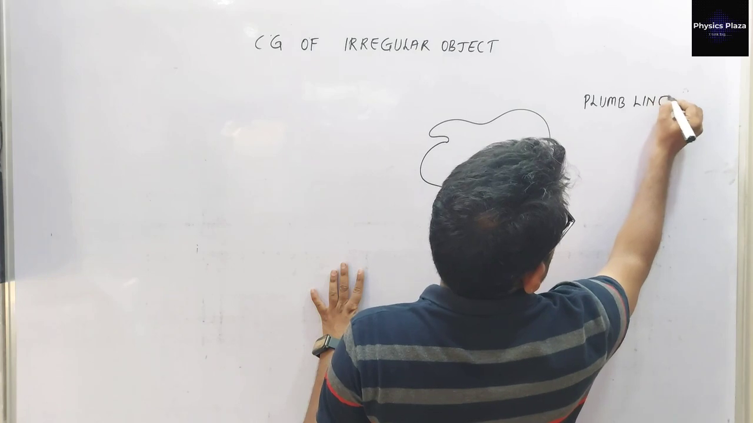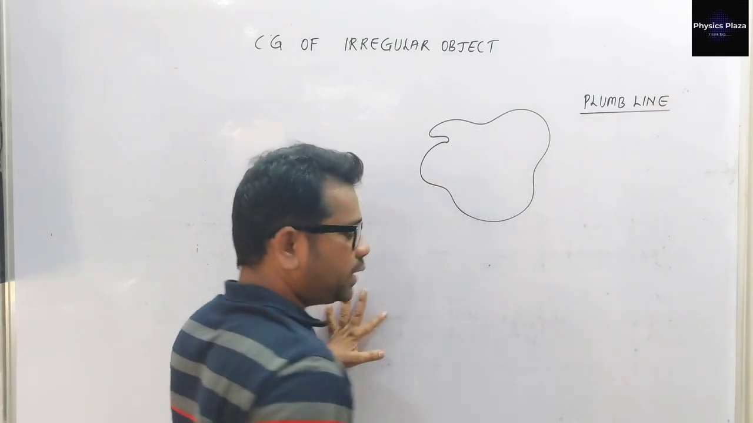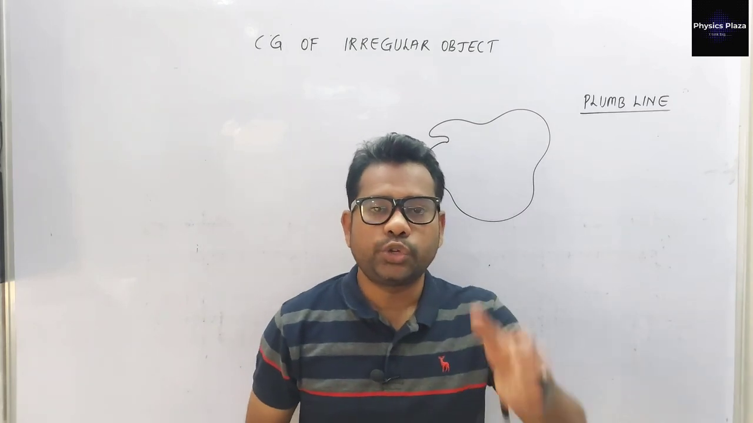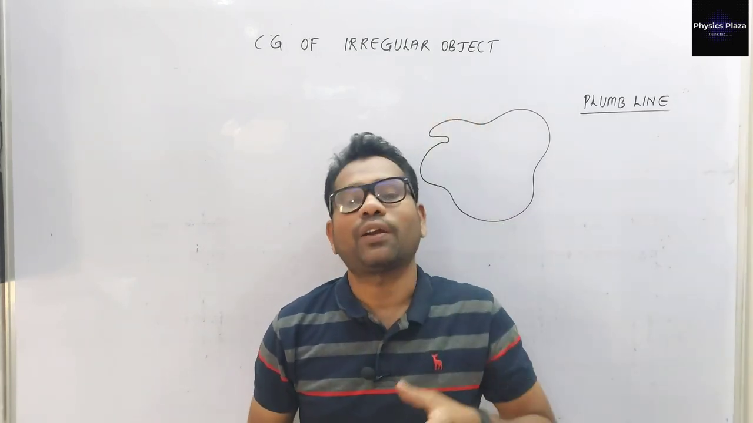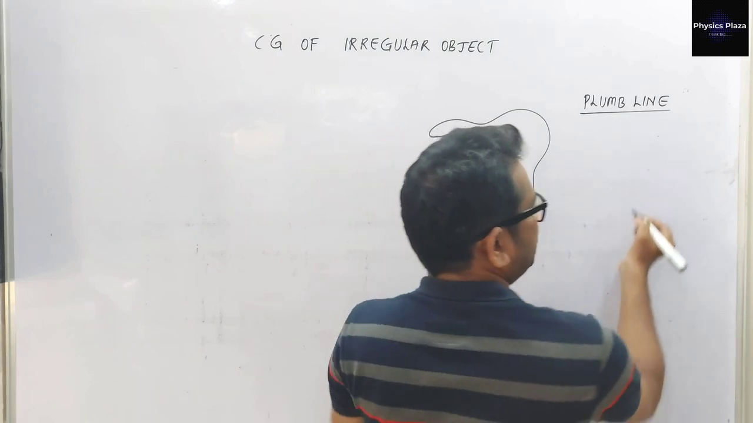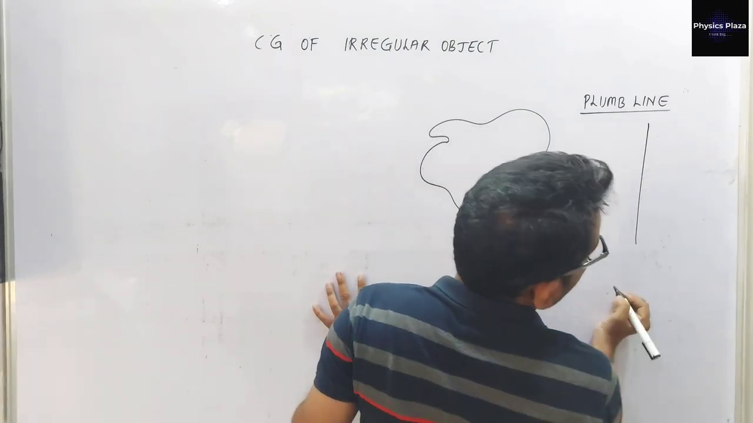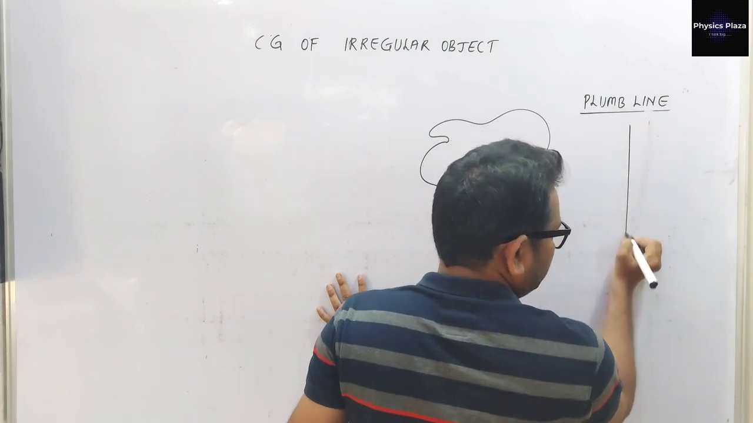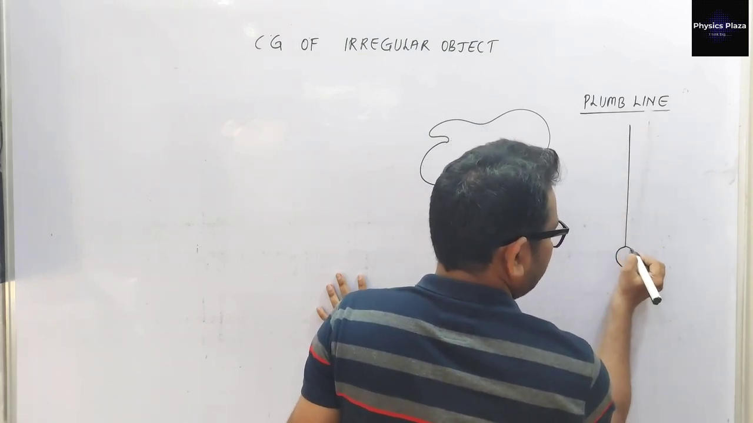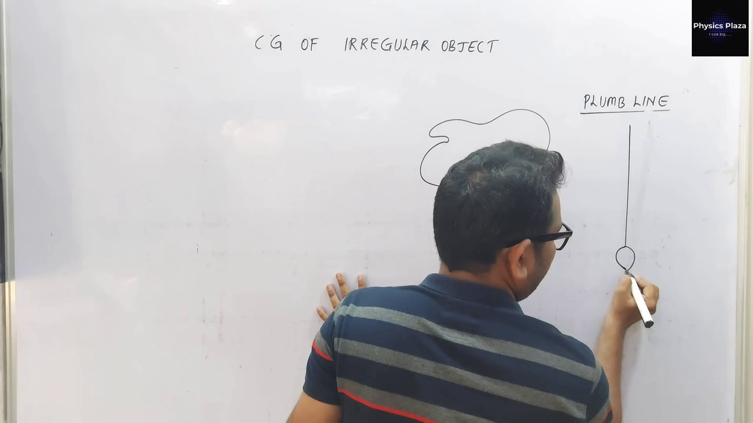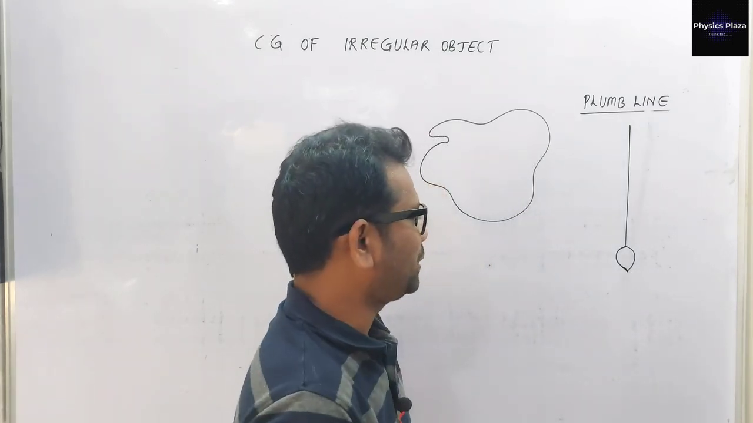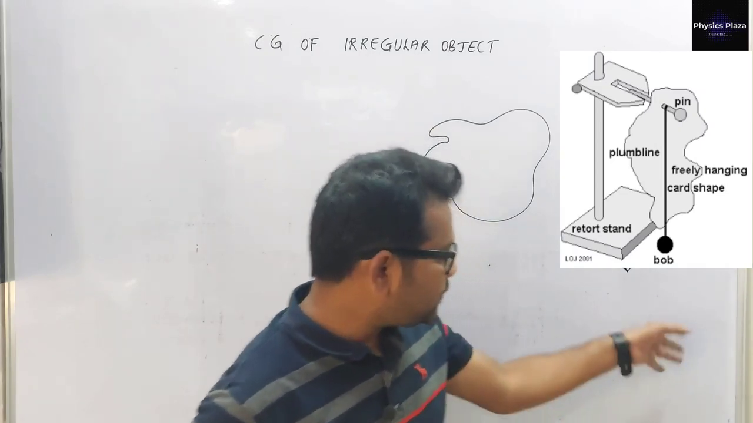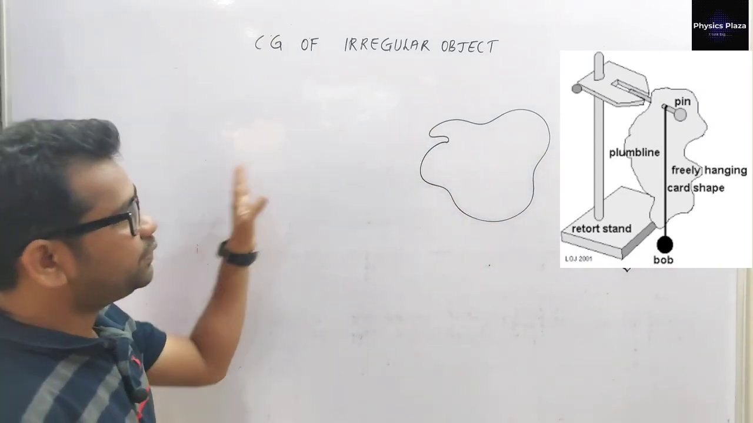So children, have you seen this plumb line? Generally a plumb line is used by persons who are constructing houses, to check whether the wall is vertically straight or not. It looks like this. Here one thread will be there. At the end of this thread, a metallic bob will be there, so that the thread will be straight. So this we are going to use to find the center of gravity of an irregular body.